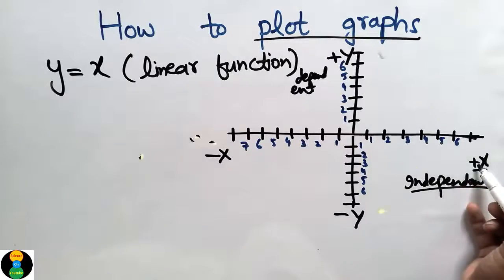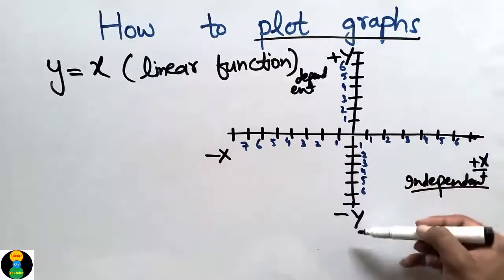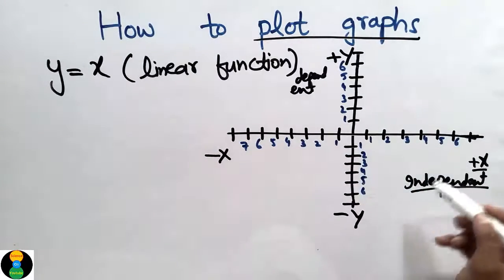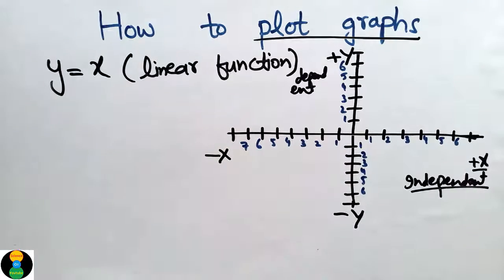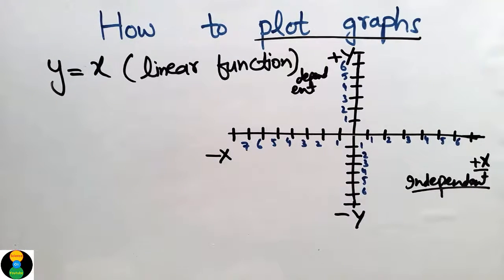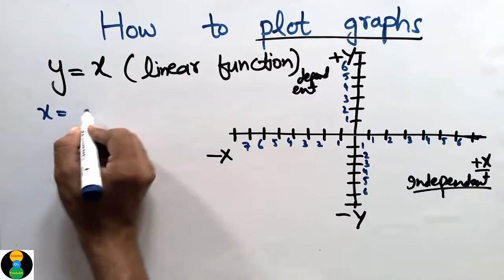So this is plus x, positive x, this is negative x, positive y in the upward direction and negative y in the downward direction. So these are the four coordinates, and we want to plot the graph of y is equal to x. To draw the graph, first of all we will assume the value of x. Let's suppose that x is equal to 1.